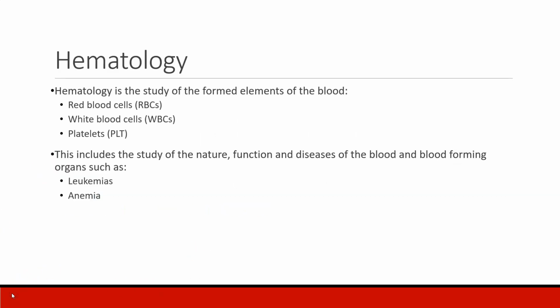Hematology, by definition, is the study of the formed elements of the blood, and this includes red blood cells, white blood cells, and platelets. So in your circulatory system, all of these three will be found. This also includes the study of the nature, function, and diseases of the blood and blood-forming organs, such as leukemias or anemias. So in hematology, you will learn how to classify, enumerate, and then determine the clinical significance of each of the formed elements of the blood.